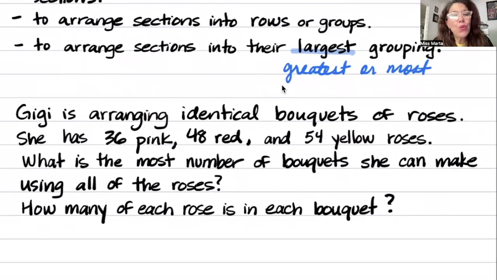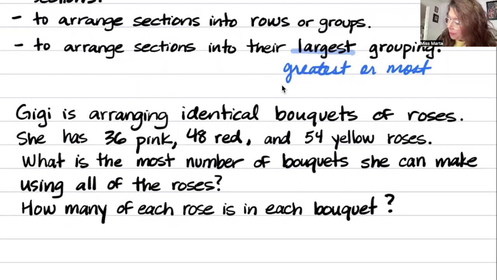Okay. Gigi is arranging identical bouquets of roses. She has 36 pink, 48 red, and 54 yellow roses. What is the most number of bouquets she can make using all of the roses? How many of each rose is in each bouquet?